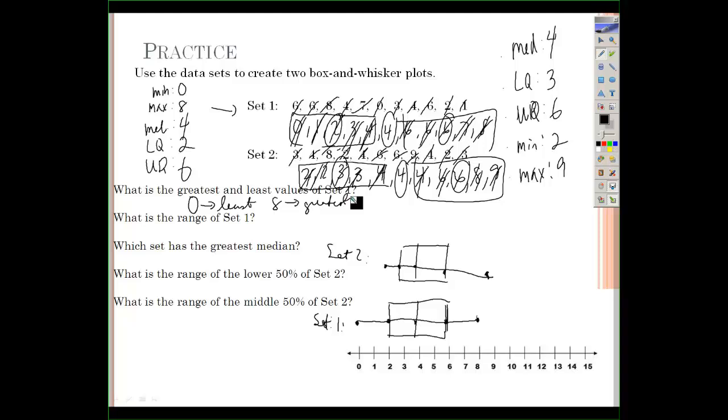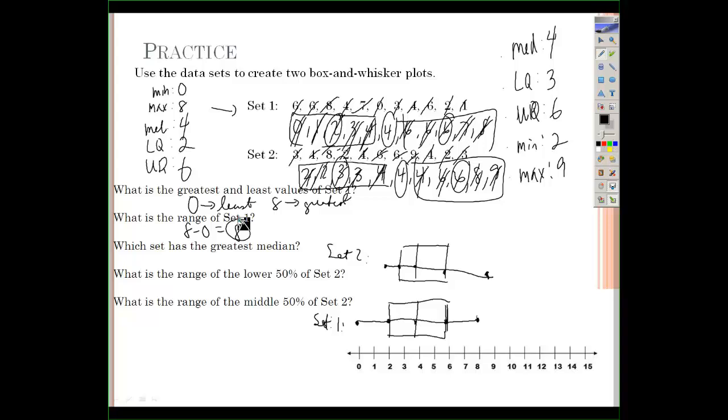The range of set 1. Now we've also talked about range. Remember, the range is the biggest number minus the smallest number. We just agreed that 8 is the greatest number and 0 is the smallest number. So we're going to take 8 minus 0 and we're going to get 8. 8 is the range of set 1.